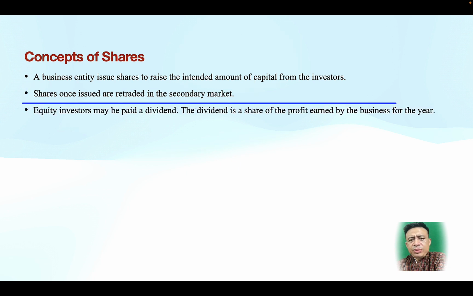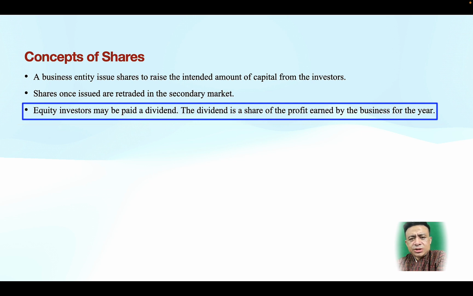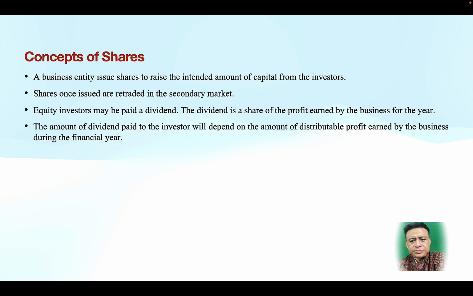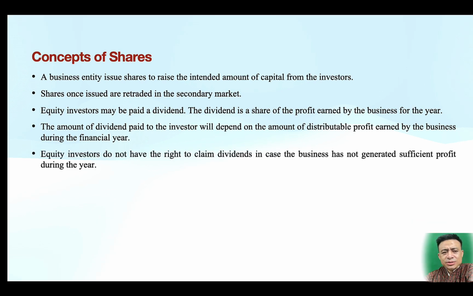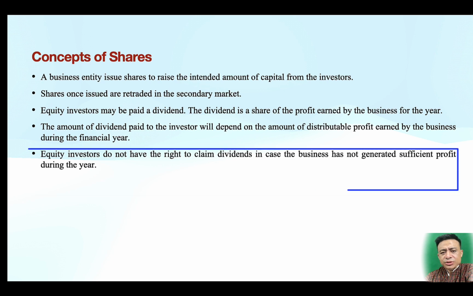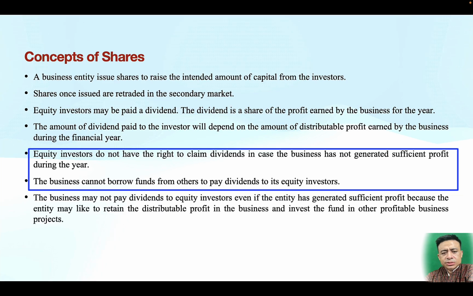Equity investors may be paid dividends, which means it is not definite that they are going to get a dividend every year. It is paid only out of the profit of the business. The amount of dividend paid to the investor will depend on the amount of distributable profit. That means deducting all other expenses, and the profit which is remaining is to be distributed. And investors do not have the right to claim the dividend in case the business has not generated sufficient profit.